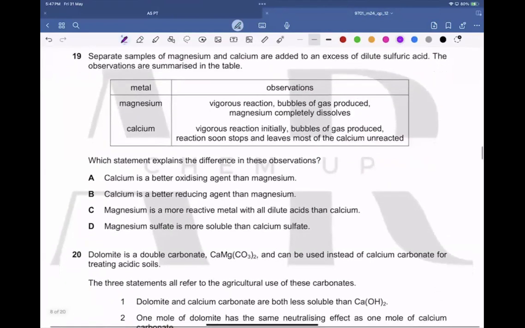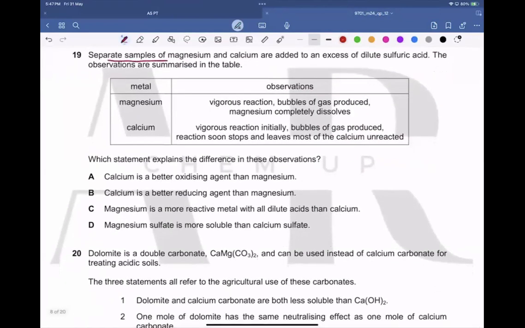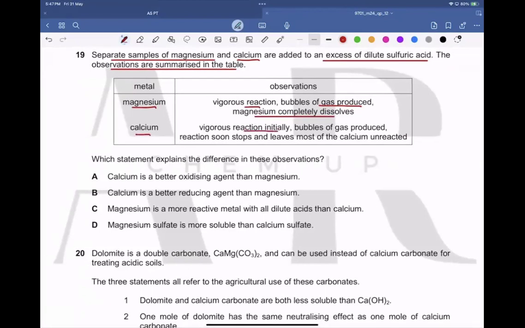Okay. Now, separate samples of magnesium and calcium are added to an excess of dilute sulfuric acid. The observations are summarized in the table. Okay. Magnesium: vigorous reaction, bubbles of gas produced, magnesium completely dissolves. Calcium: vigorous reaction, initially bubbles of gas produced, reaction soon stops and leaves most of the calcium unreacted. Okay. So bubbles are formed when you react a metal with an acid, right?